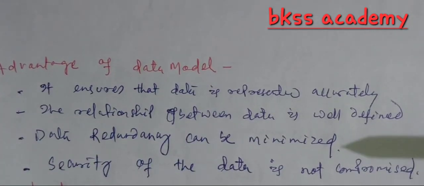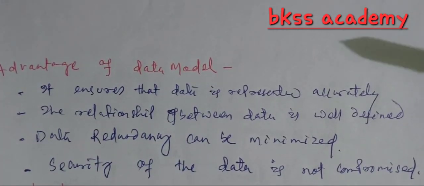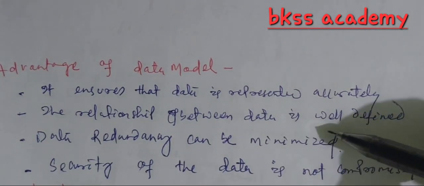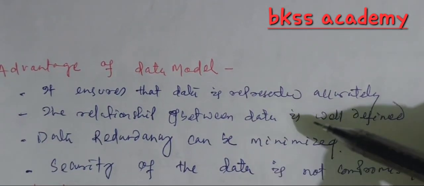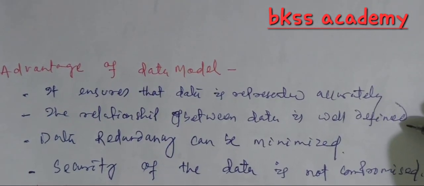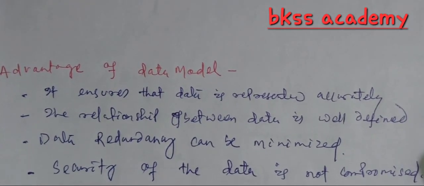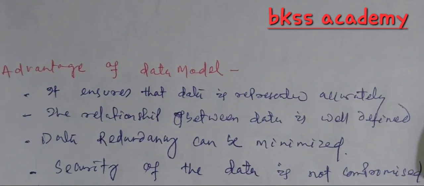Then we go to the advantages of a data model. It ensures that data is represented accurately. In the diagram, the relationships between data are well defined. Data redundancy can be minimized. Security of the data is not compromised.